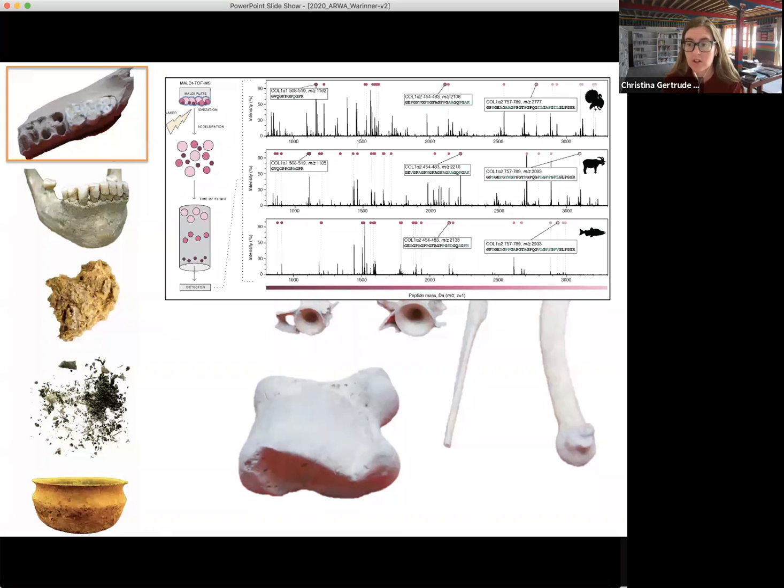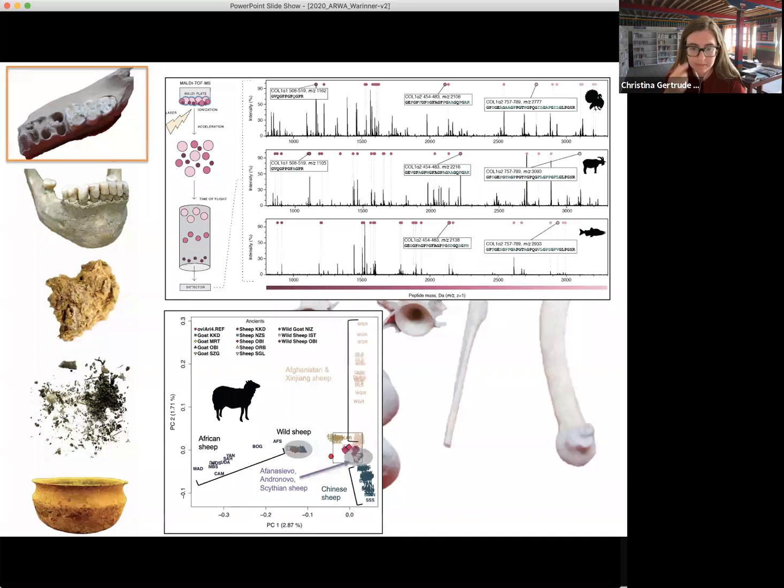So ZOOMS is extremely useful in this regard, and I think it's really an expanding technique that is going to help address some of these long-standing problems we've had in zooarchaeology of distinguishing closely related taxa that have different societal implications, different economic implications.